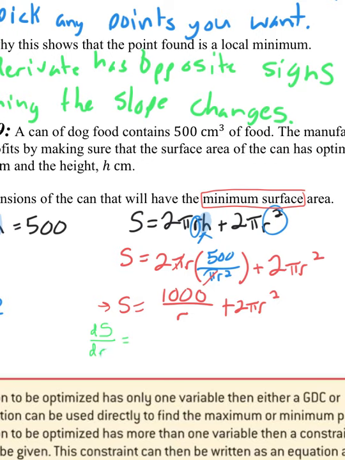And I could say this is 1,000 over r, that's like 1,000 r to the negative 1. So that'd be negative 1,000 r to the negative 2 plus 2 times 2 pi r to the first. So this really becomes negative 1,000 over r squared plus 4 pi r. That would be the derivative of this equation.